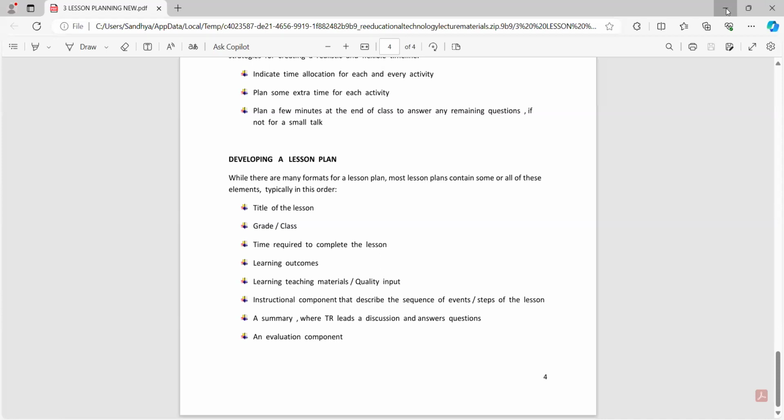Yes, ma'am. So now I'm going to get you to look at writing lesson objectives by looking at Bloom's taxonomy. The first step of writing a lesson plan. Okay, so I'm opening my document.